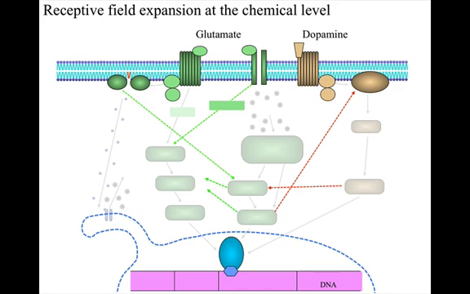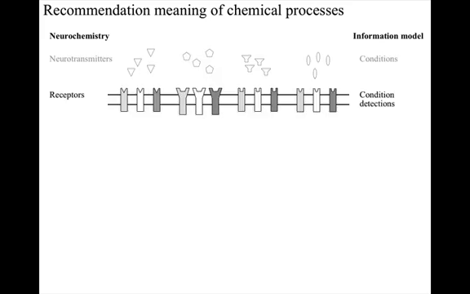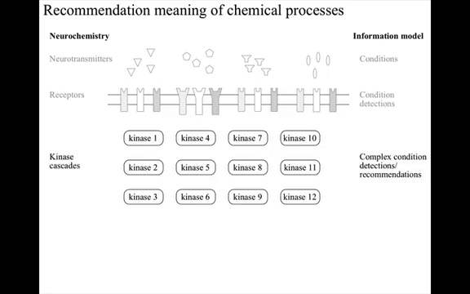So, how can we understand this network in information terms? Well, a neurochemical process implements an information process. And once again, such processes can be seen as condition detections that recommend behaviors. The presence of a neurotransmitter in the neighborhood of the neuron is a condition, and the receptors detect those conditions and recommend behaviors. These behaviors are often the initiations of cascades of kinase reactions, and the presence of such cascades are themselves condition detections that recommend behaviors.